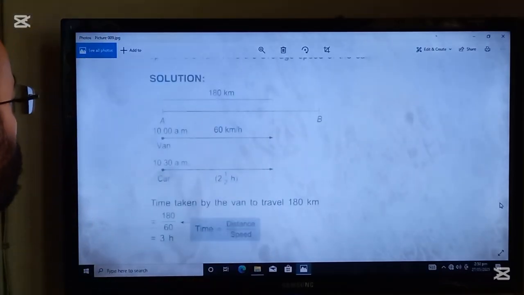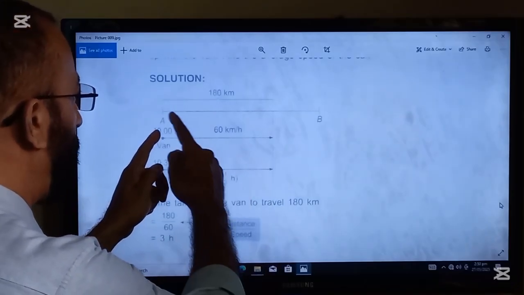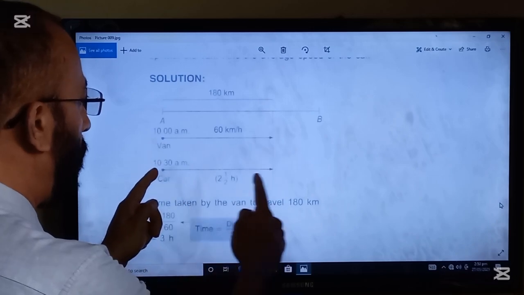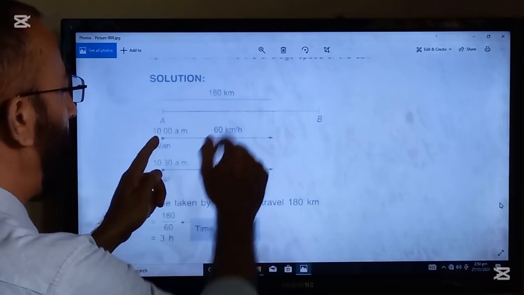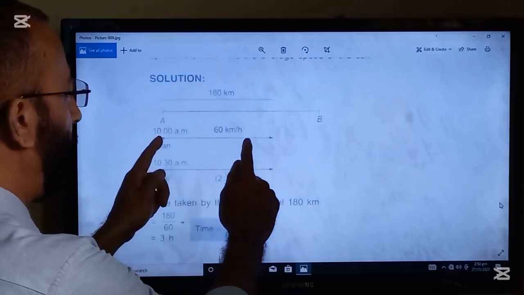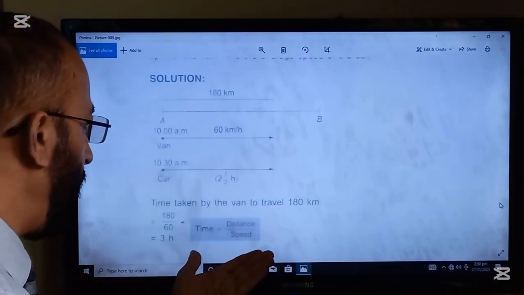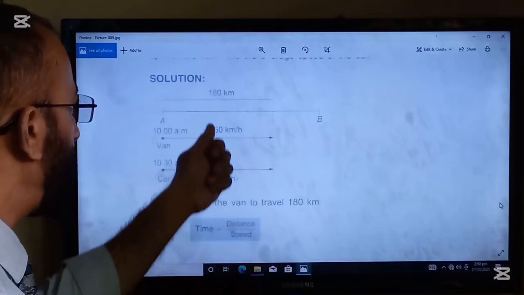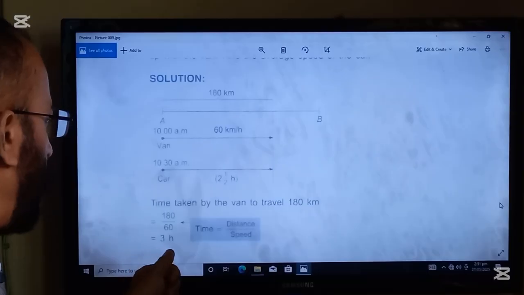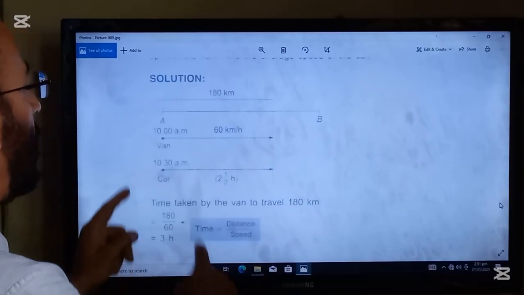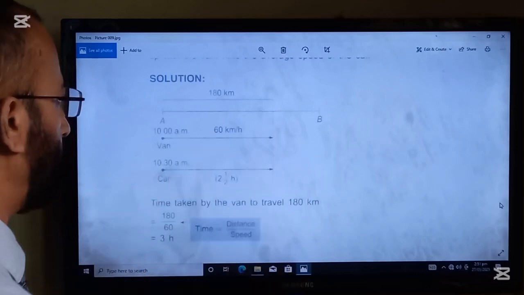Okay, now look, the speed of the van is 60 km per hour and after 180 km the car will catch up with the van. So the time taken by the van to cover 180 km: 60 km in 1 hour, so 180 km will be covered in 3 hours. Another way is time is equal to distance over speed. Distance is 180 km and speed is 60. So after cancellation, you will get an answer of 3 hours. So it means the van will take 3 hours to cover a distance of 180 km.